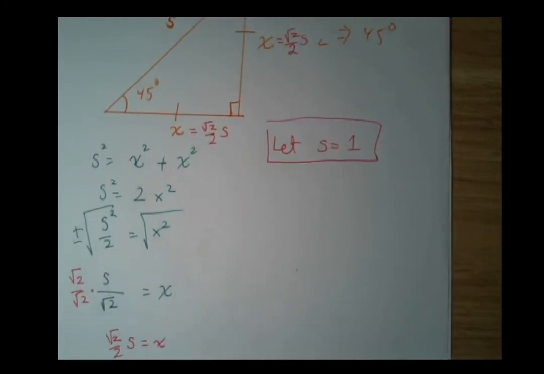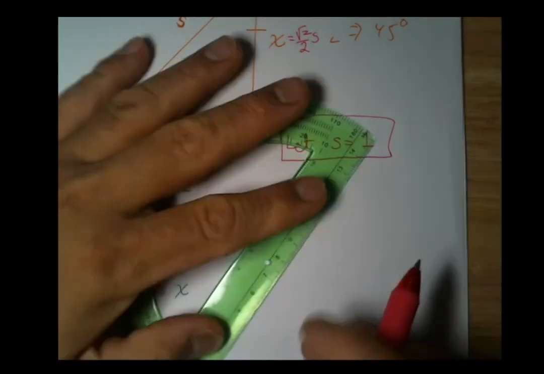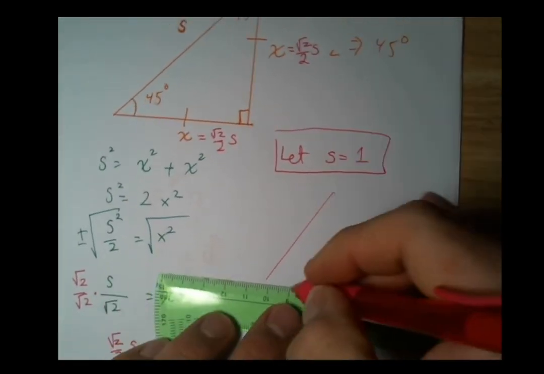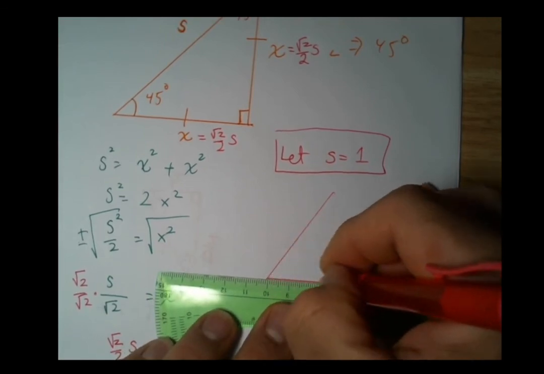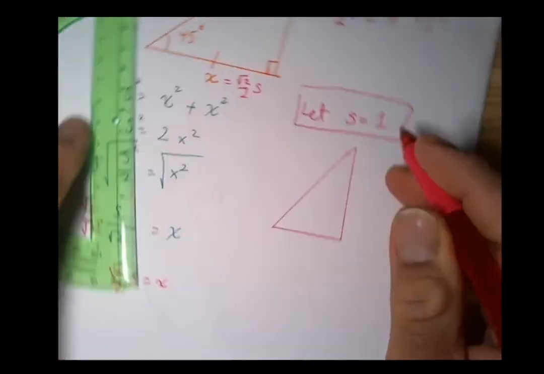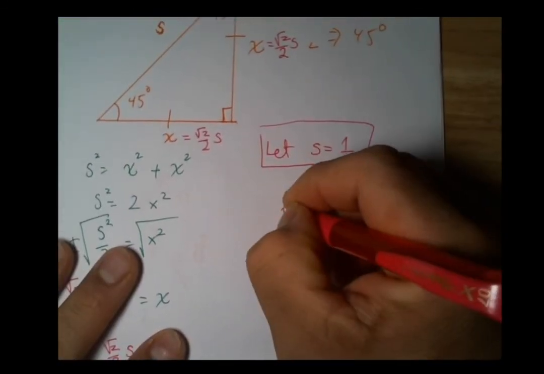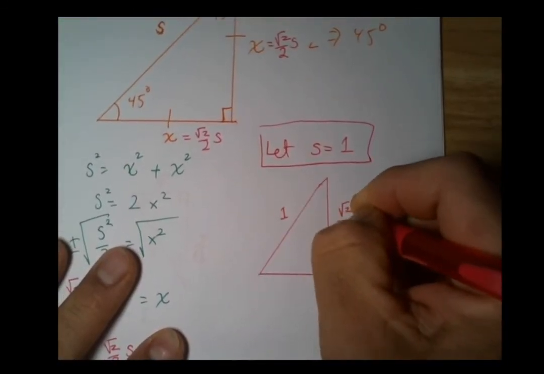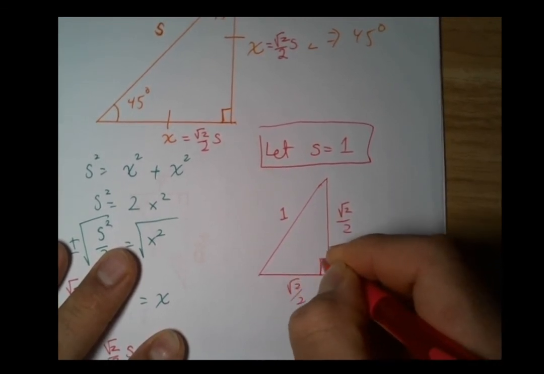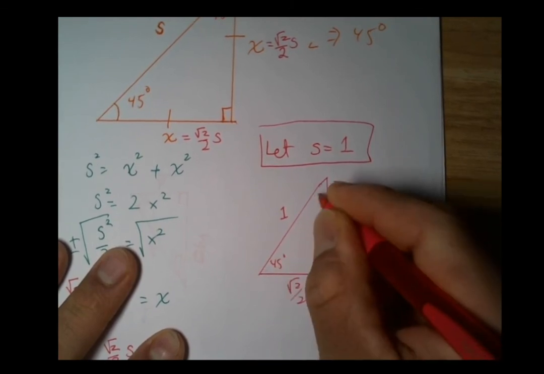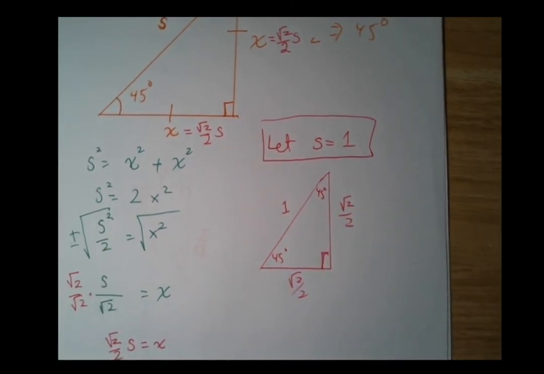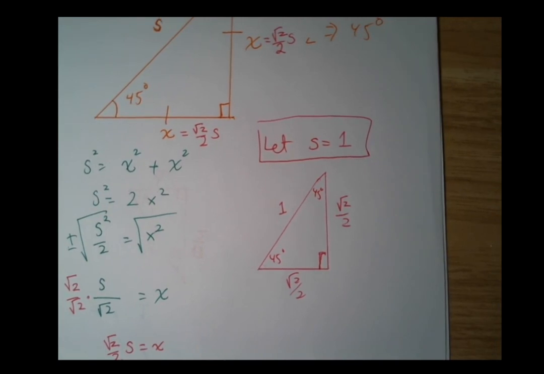Okay, so our 45, 45, 90 triangle would take this form. It would look like this. Okay, thank you.